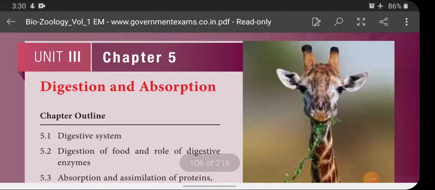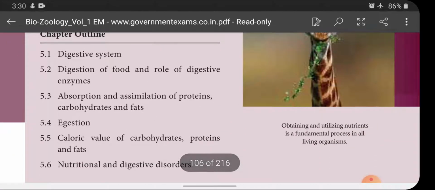Children, now we start chapter 5, digestion and absorption. It's a human physiology chapter. You know very well what is meant by digestion, which organs are involved in it, and how the foods get digested. You learned the basics of this in your lower classes.